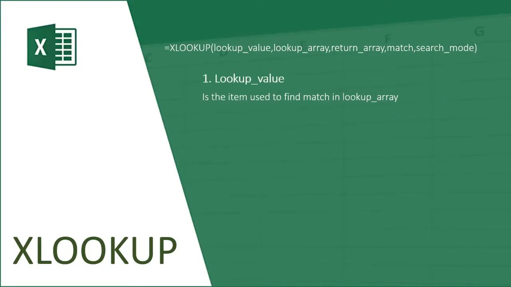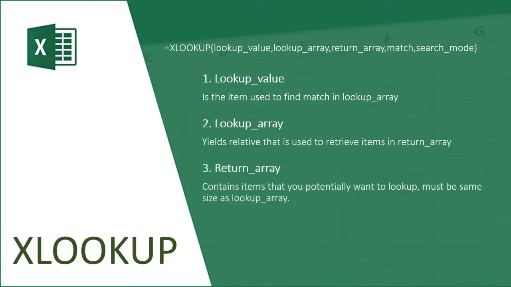The lookup value is the item used to find the match in the lookup array. The lookup array is the area you selected to search for the lookup value. It is used to retrieve items in the return array. The return array contains items that you potentially want to look up. It must be the same size as the lookup array.